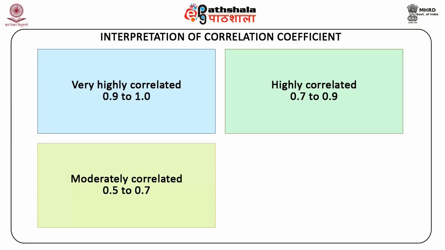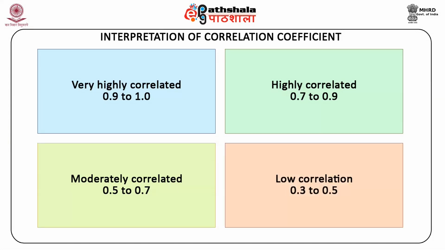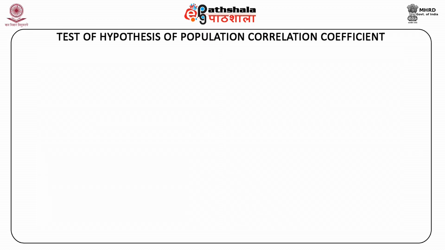Correlation coefficients whose magnitude is between 0.3 and 0.5 indicate variables which have a low correlation. Correlation coefficients whose magnitude is less than 0.3 have little, if any, linear correlation. We previously learned to evaluate whether or not a linear relationship exists between two variables.